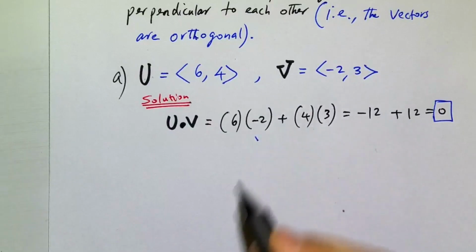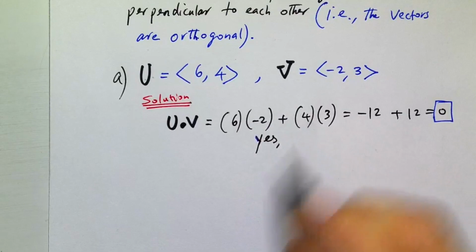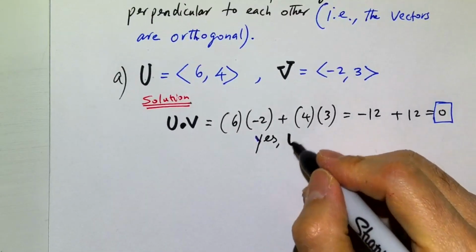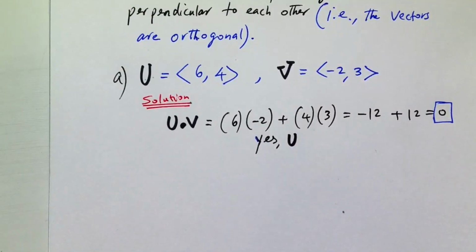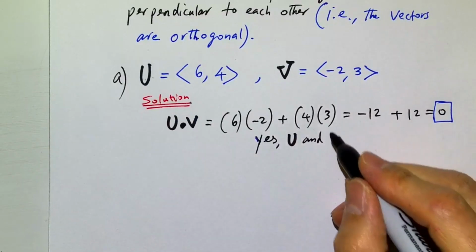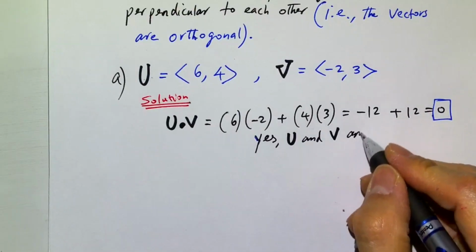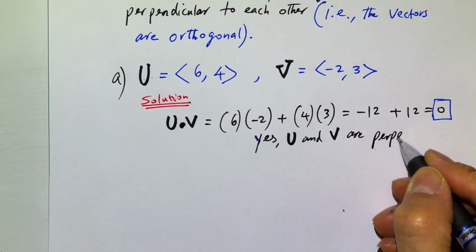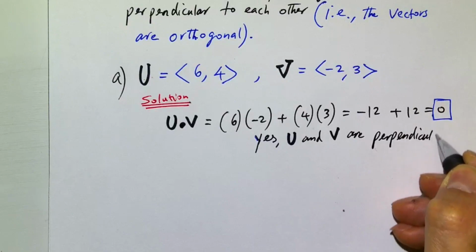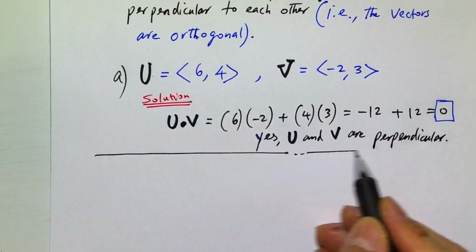So yes, u and v are perpendicular. Okay, let's do another example.